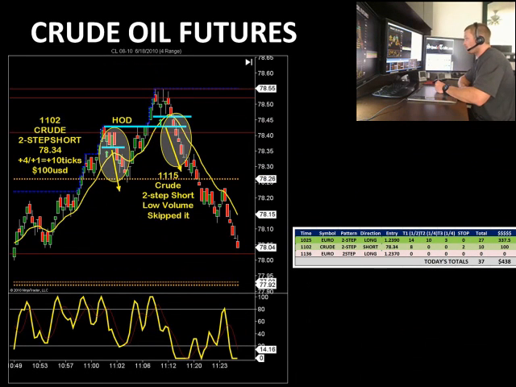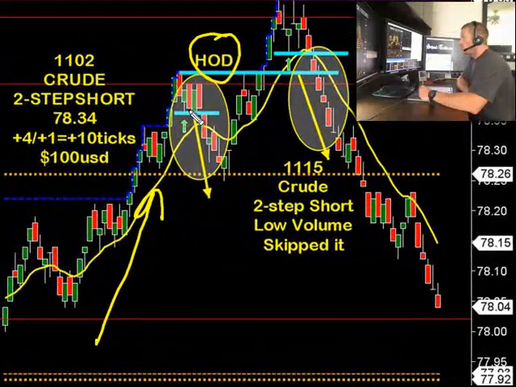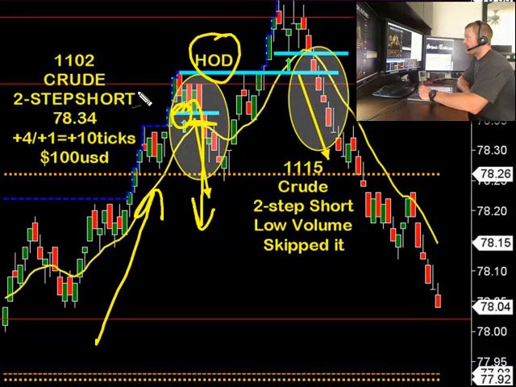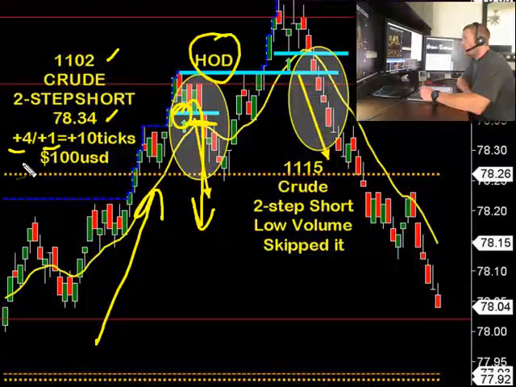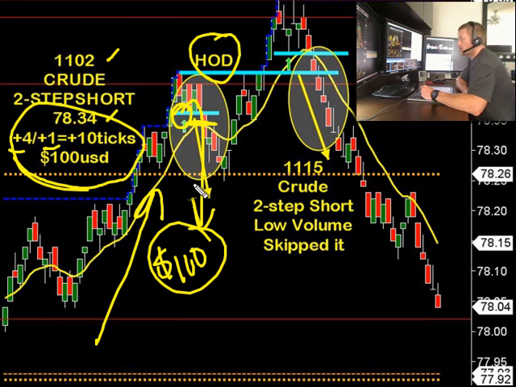Now here's a great example on crude, guys, of just where these markets go when it's low volume. First of all, we have the high of day here on crude. We come up at 11 o'clock, we test the highs, we mark up our swing low. Now remember, guys, we have to get below this trigger line here. So we had to get below the trigger line, and then there's our 2 steps short off the high of day. 11.02, 34 was the fill, 2 off at 4, 2 off at 1, that's 10 ticks or 100 USD. So we made $100 more on this relatively pathetic 2 steps short here off the highs.